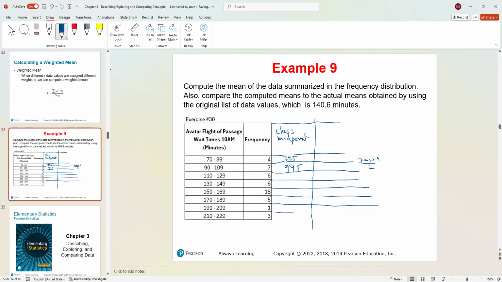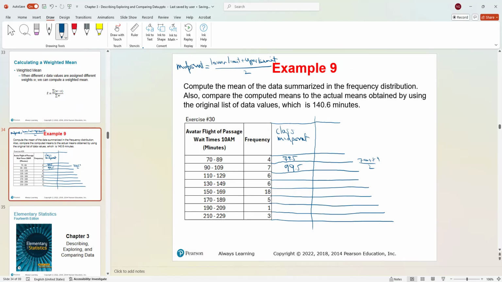The midpoints always add the lower values. Remember the formula for the midpoint: lower class limit plus upper class limit, divided by 2. That's the formula. That's how we find it.